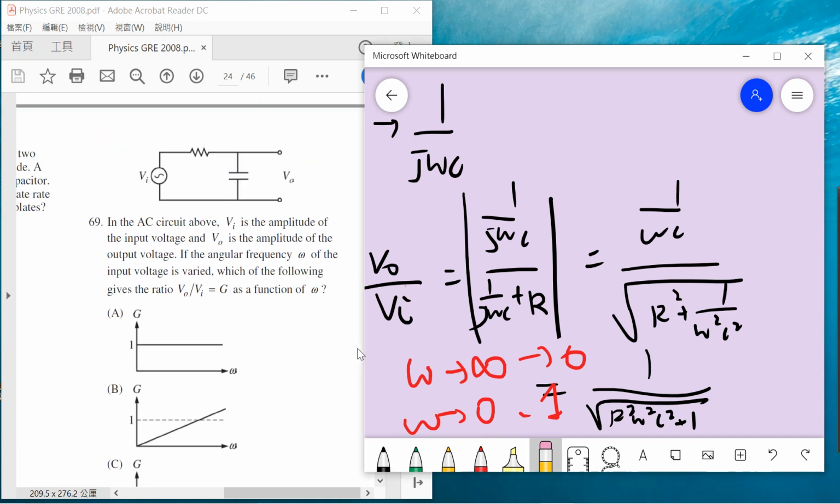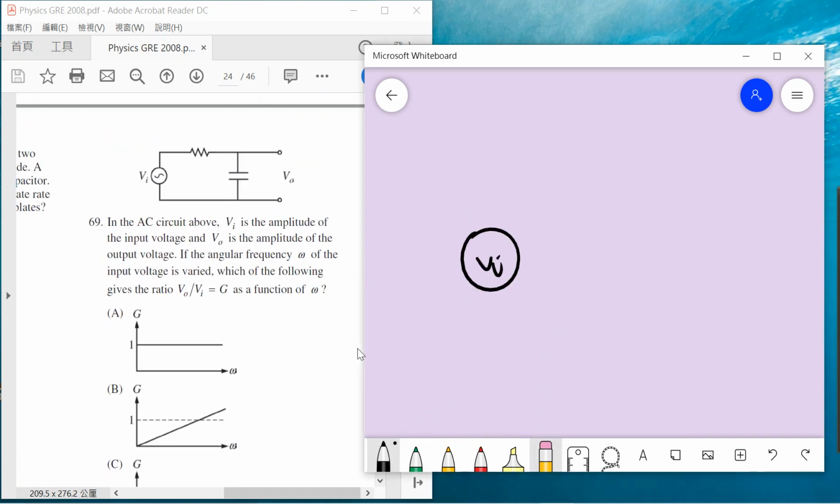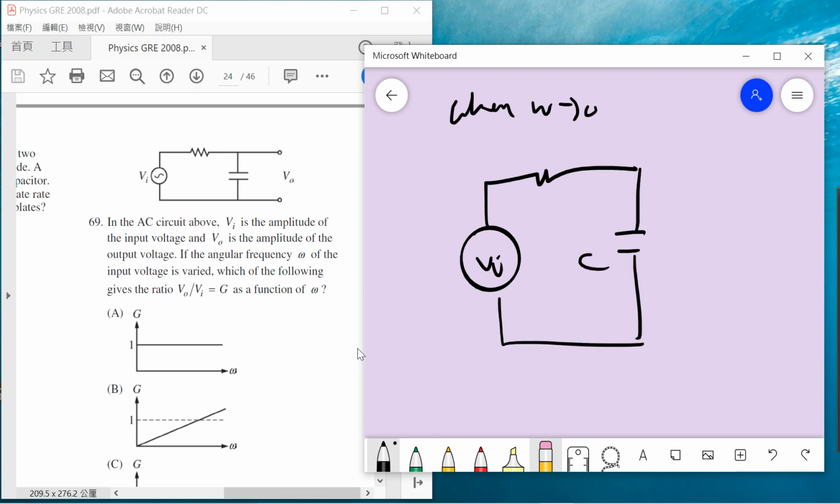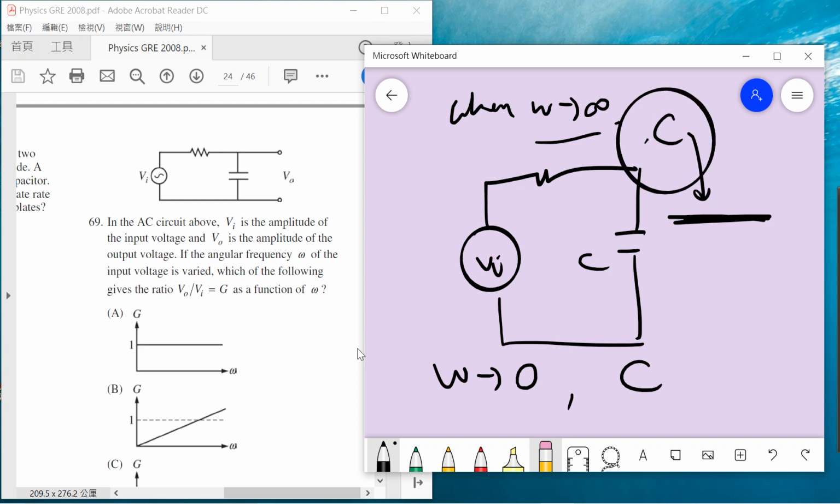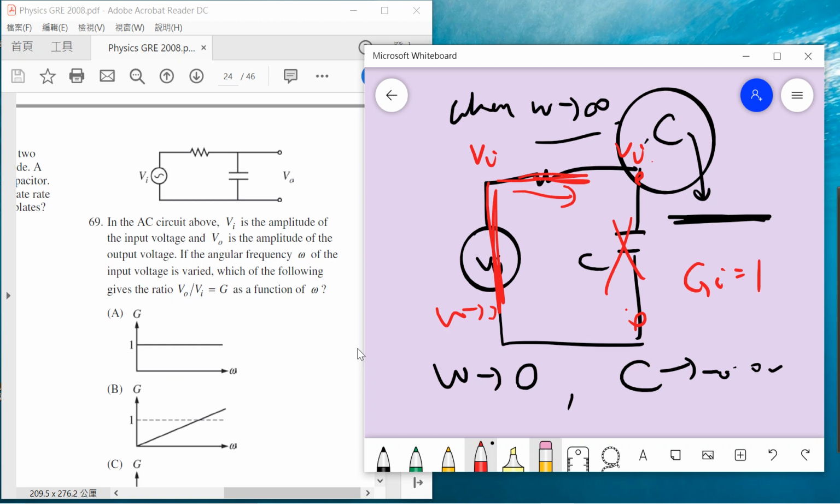Let me show you another way. One important fact in electronics is that when omega goes to infinity, that means your circuit changes very rapidly, so the capacitance looks like a short. And when the frequency goes to 0, the capacitance looks like open. So when omega goes to 0, you can view this as open, so there's no current here. If this is voltage VI, then this is VI. So the gain is just 1.